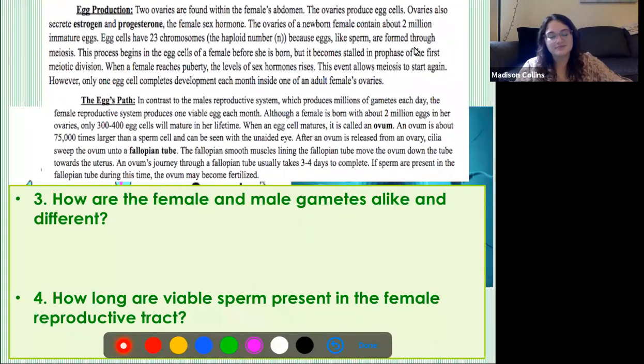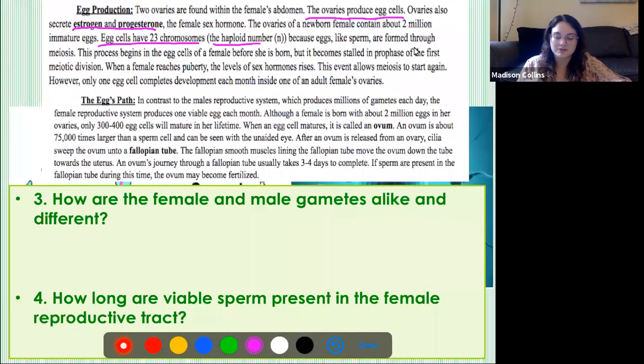All right, now we're next going to learn about egg production as well as the egg's path through the body. 2 ovaries are found within the female's abdomen. The ovaries produce egg cells. Ovaries also secrete estrogen and progesterone, the female sex hormones. The ovaries of a newborn female contain about 2 million immature eggs. Egg cells have 23 chromosomes, the haploid number, because eggs, like sperm, are formed through meiosis. This process begins in the egg cells of a female before she's actually born, but it becomes stalled in prophase of the first meiotic cell division.